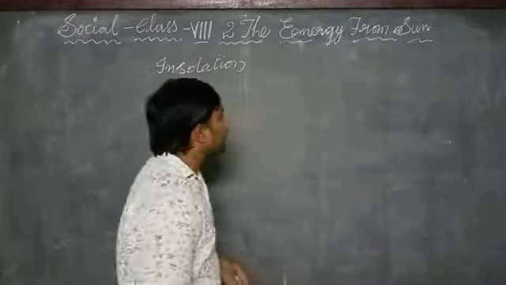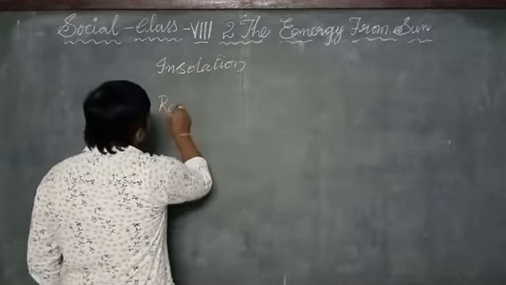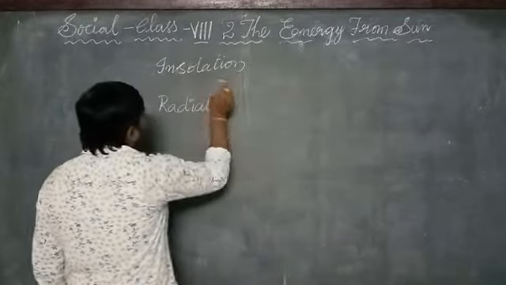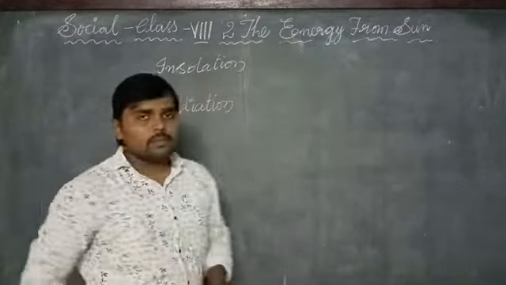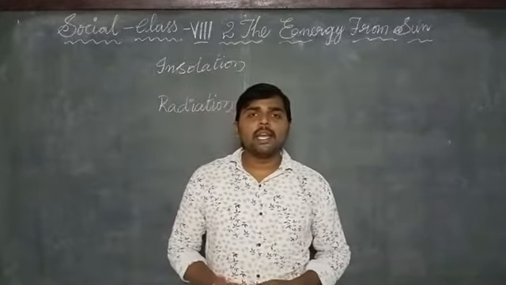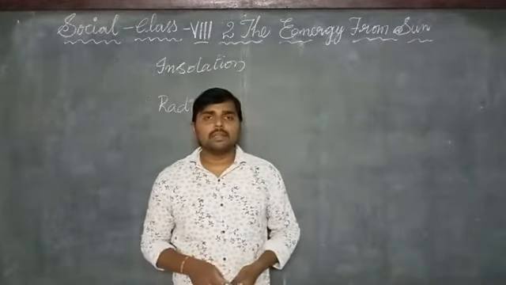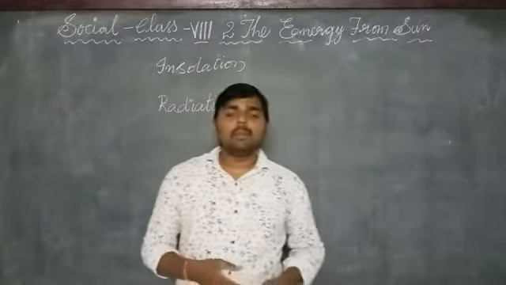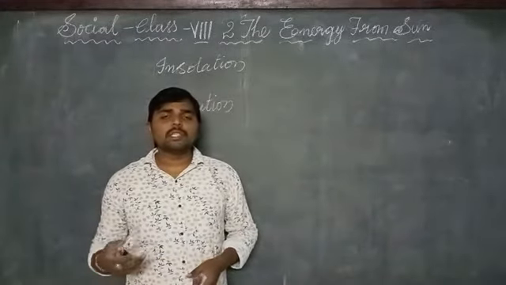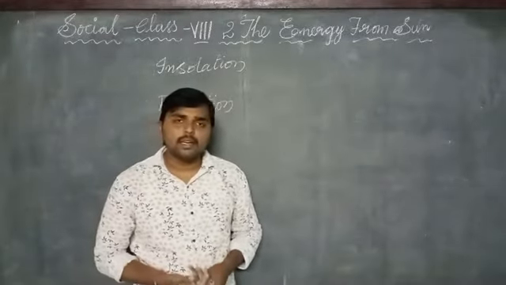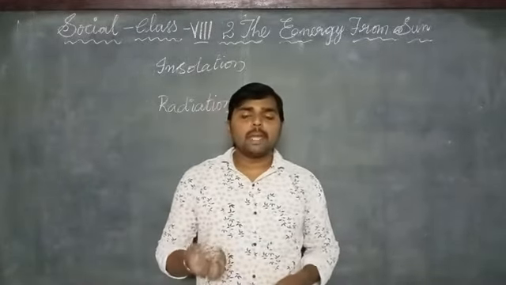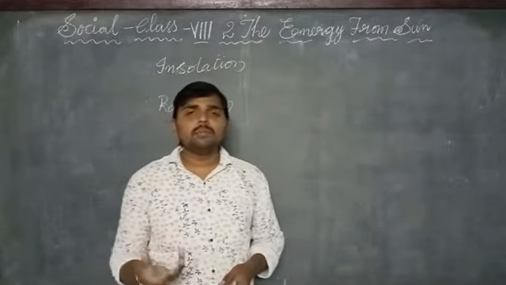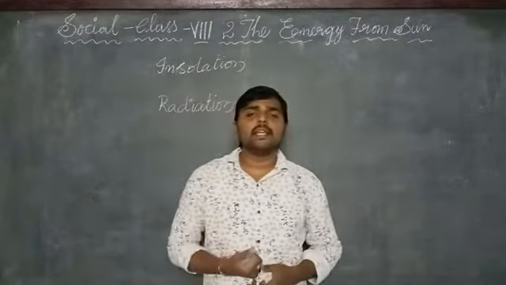Now let us see about radiation. The amount of solar energy which is radiated out, or which is given out from the earth, is called radiation. If any object gives out energy, that is called radiation.